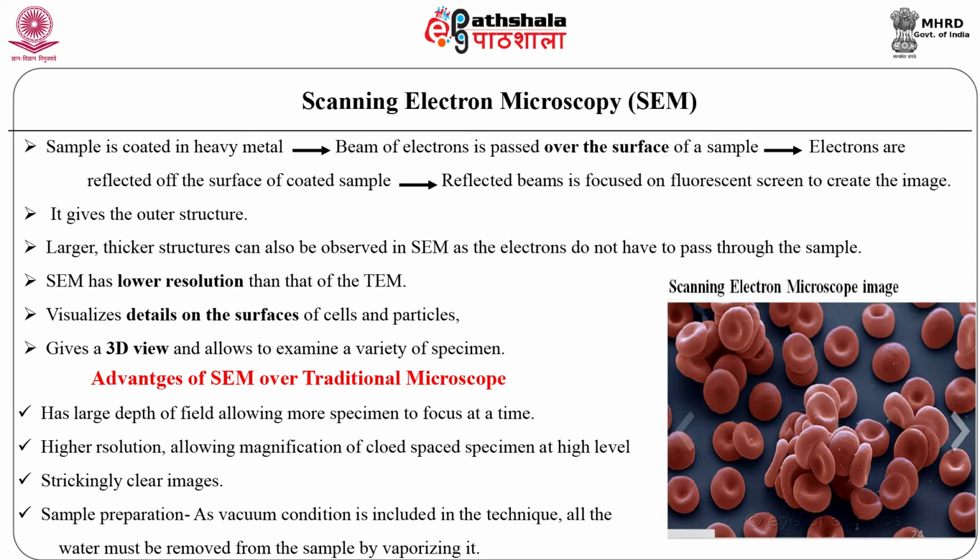There are a few advantages of SEM over traditional microscopes. They are as follows. It has a large depth of field, allowing more of the specimen to be in focus at a time. It has higher resolution, which allows the magnification of close-spaced specimens at a high level. It gives strikingly clear images. As vacuum conditions are included in this technique, all the water must be removed from the sample by vaporizing it, due to which it needs a sample preparation procedure.